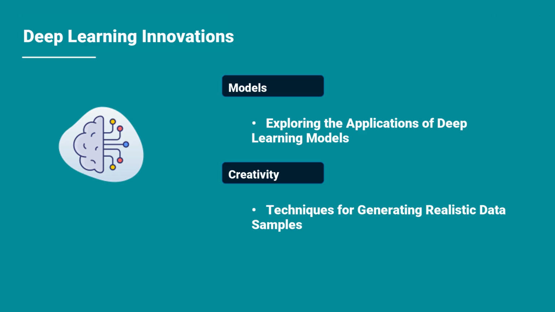Deep learning has significantly transformed the landscape of generative modeling, opening up new horizons for innovation across various fields. Today, we will delve into the applications of deep learning in generative modeling, specifically focusing on powerful techniques like variational autoencoders, or VAEs for short, and how they utilize random numbers to generate complex and realistic data samples.